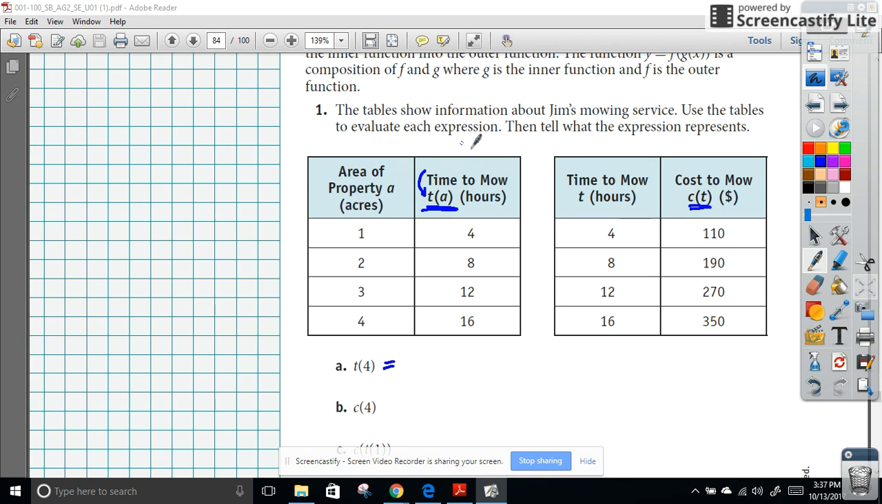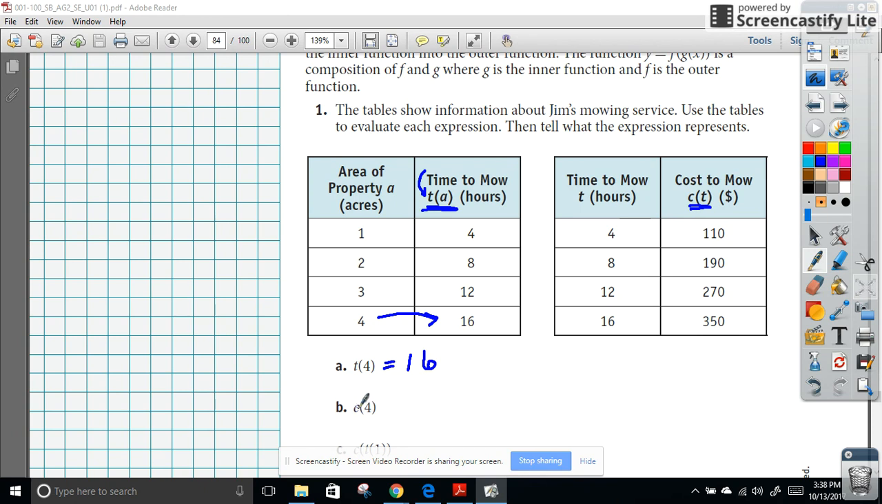They're asking us to come up here and look at the T function, okay? And they're wanting us to find the time that it takes us to mow 4 acres. So here's the 4 acres, and so the time that it would take to mow that would be 16.